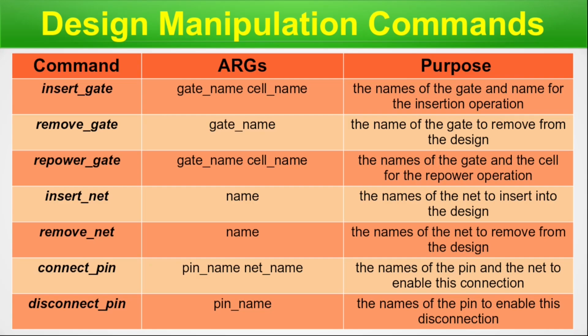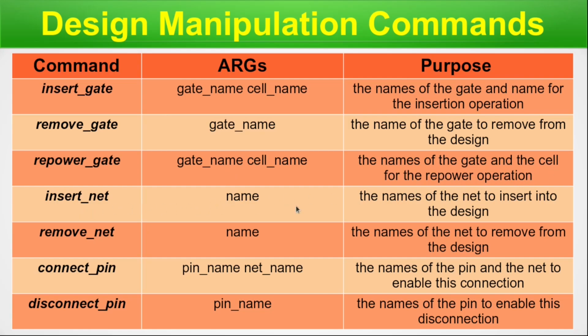Now, let me go through the commands one by one. First, this command is insert gate and its arguments are gate name and cell name. The names of the gate and cell for this insertion command. Remove gate name. The name of the gate to remove from the design. Repower gate name then cell name. The names of the gate and the cell for the repower operation.